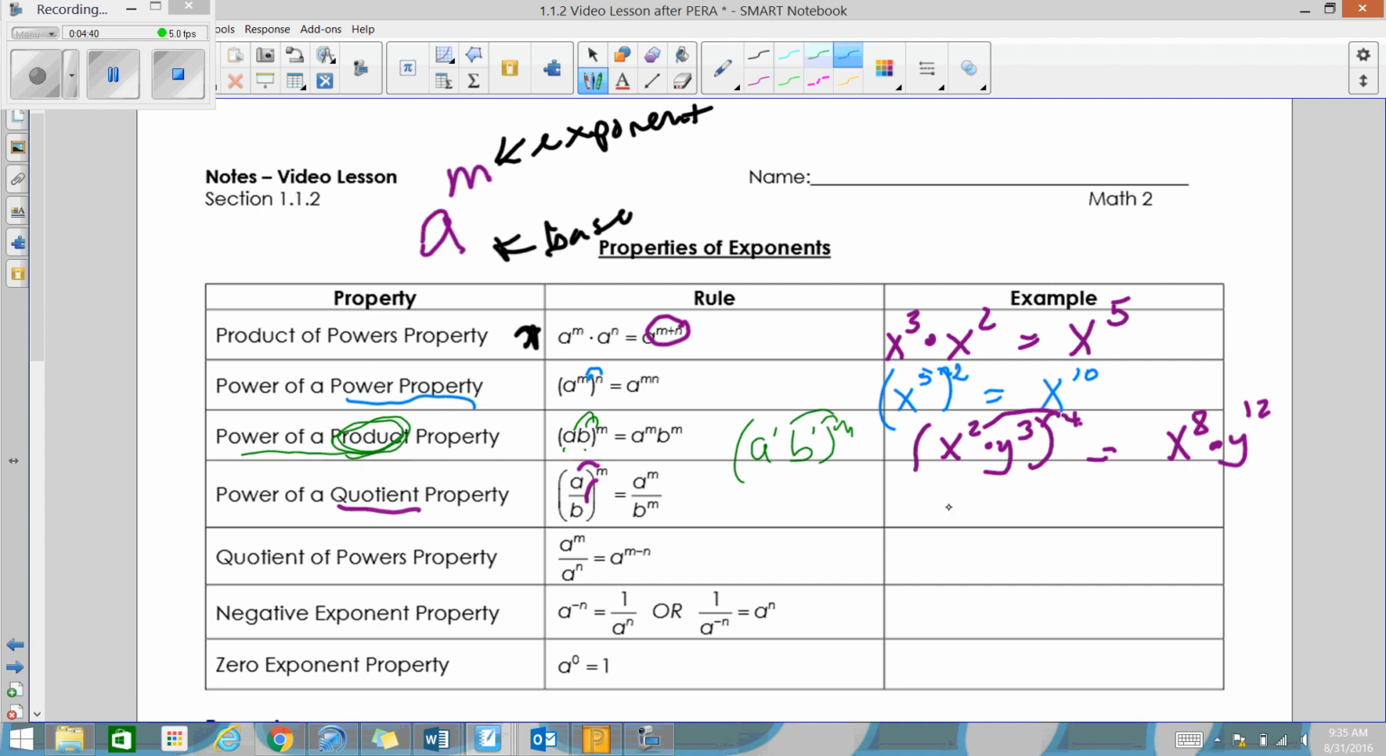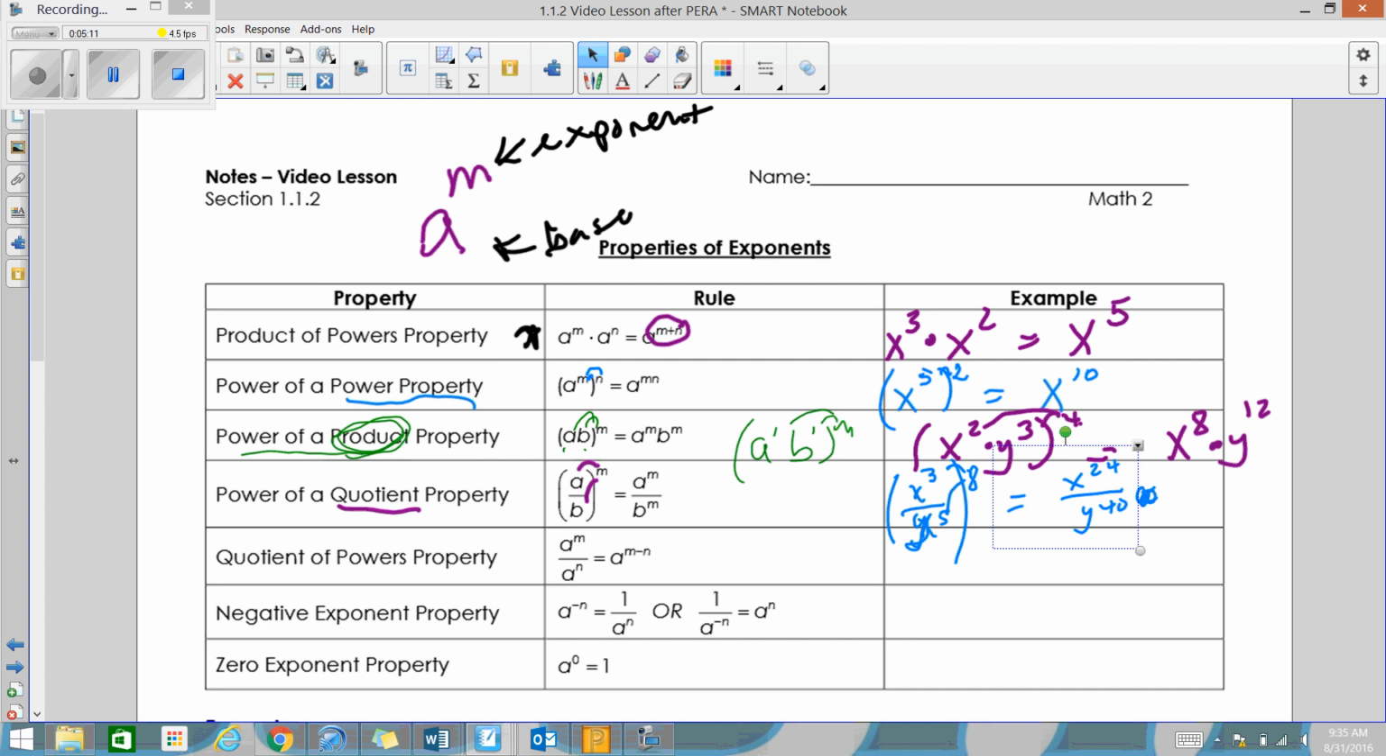So again, an example would be x to the third over y to the 5th, then all raised to, let's say, the 8th power. So we're going to distribute that 8th to everything. Since we're distributing, we're multiplying that exponent. So it's going to be x to the 24th, y to the 40th.